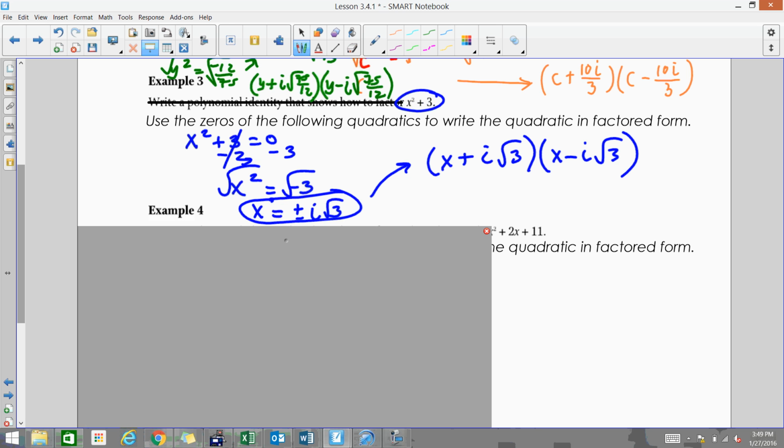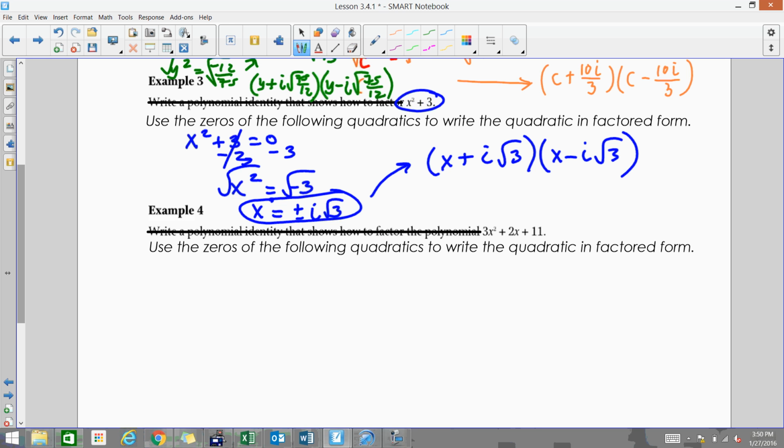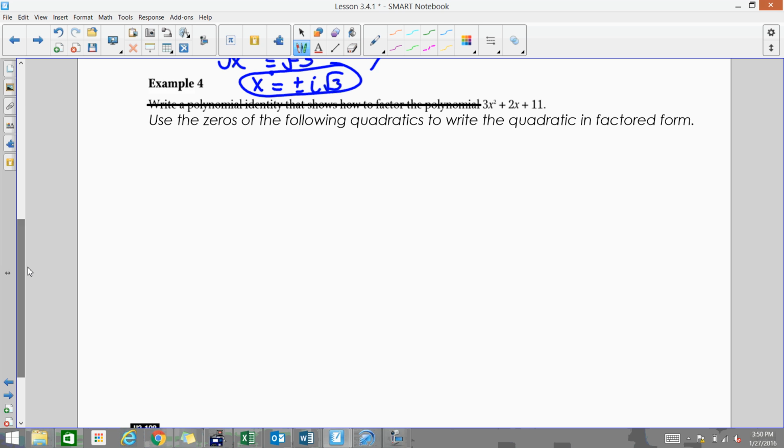You take your variable, whatever the x-intercept variable they choose to use in the problem is, that plus or minus your two solved for x-intercepts. So that's when it's nice and easy, when you can solve by taking square roots. But take a look at your last problem that you're going to be doing before you do your homework or replay this over and over again.